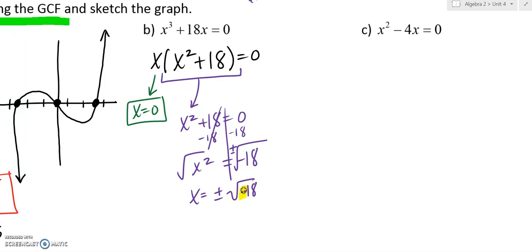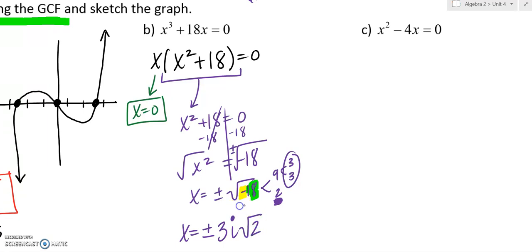First off, the negative symbol is no good. Also, the 18 can be broken down a little bit more. I can split that up into 9 and 2, and I can split the 9 up into 3 and 3. My matches come on the outside, my leftover stays under. So I'm going to have x equals plus or minus, my match of 3 comes to the outside, my i from the negative comes on the outside, and my root 2 stays underneath.